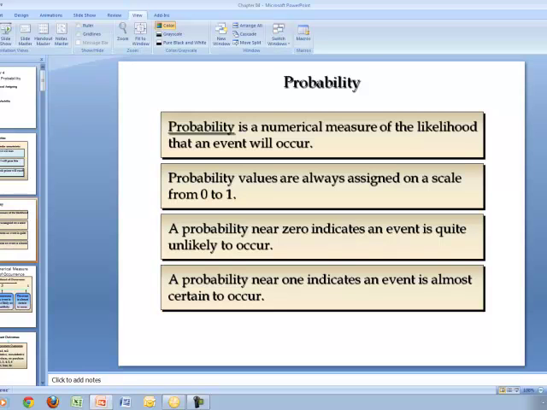What is probability? It's just a numerical measure of the likelihood that an event will occur. If an event is sure to happen, its probability is 1. If it's almost certain to happen, then its probability will be close to 1. On the other hand, if an event will never happen, then its probability is 0. And if an event is very unlikely to happen, then its probability will be close to 0. Hence, probability ranges from 0 to 1.